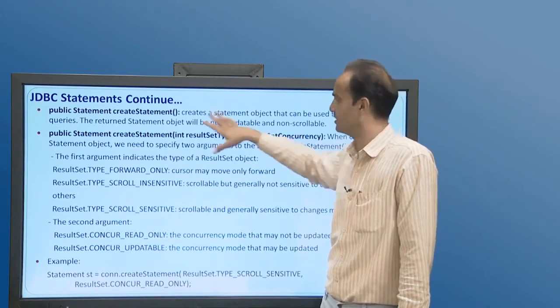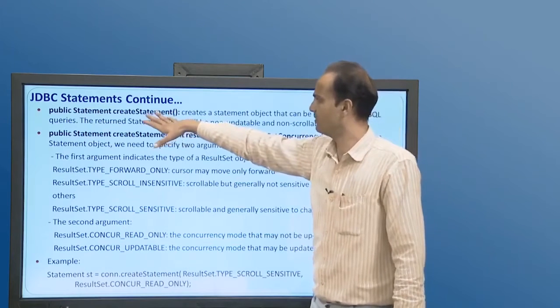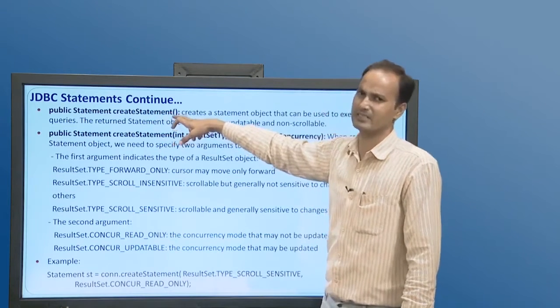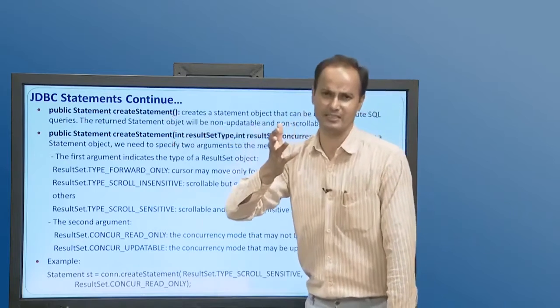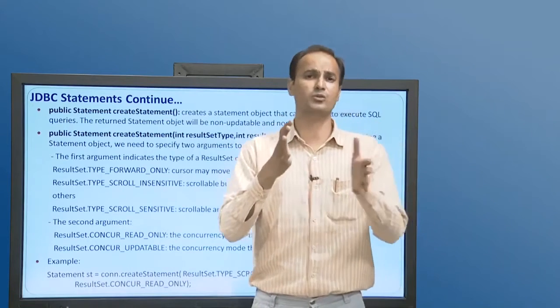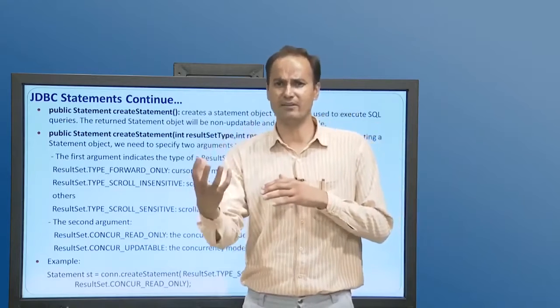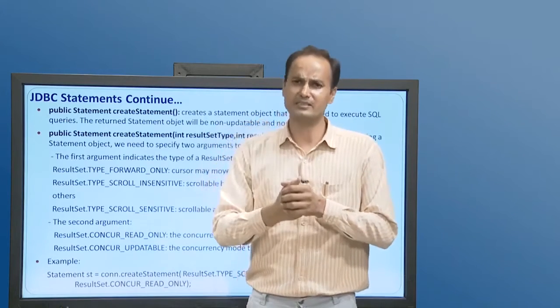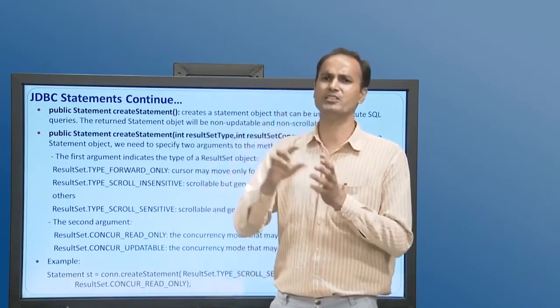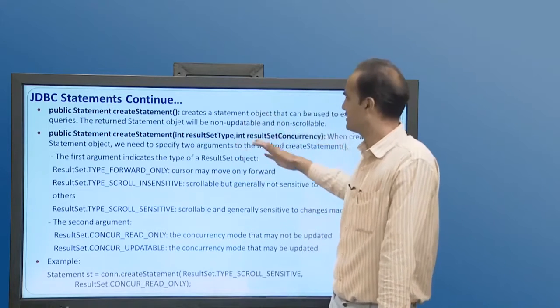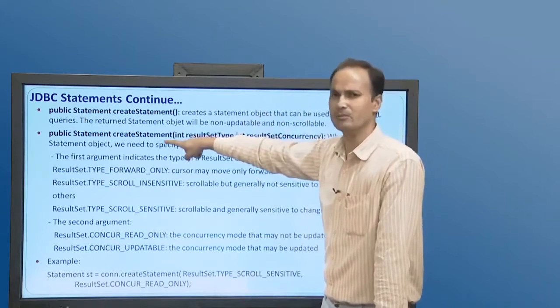What does it mean? In simple terms, when we use the create statement method without arguments, it creates a non-scrollable result set. That means we can't scroll the data we have retrieved from the database. But from JDBC 2.0 we can use a scrollable result set by passing these arguments to the create statement method.